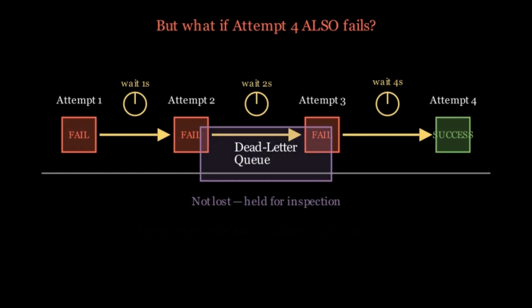Finally, what if attempt 4 also fails? We don't retry forever. The event moves into a dead letter queue, not lost, but held for inspection. A developer can look at what went wrong, fix the issue, and manually replay it.